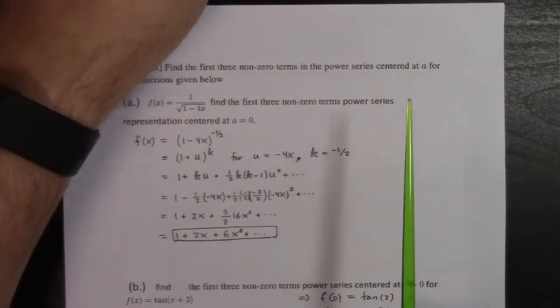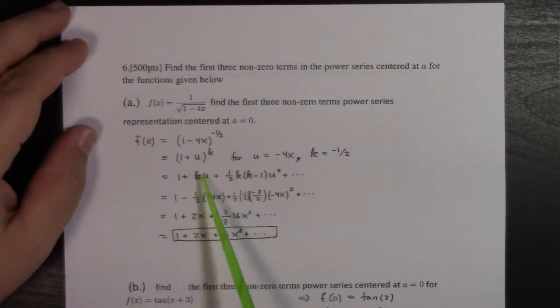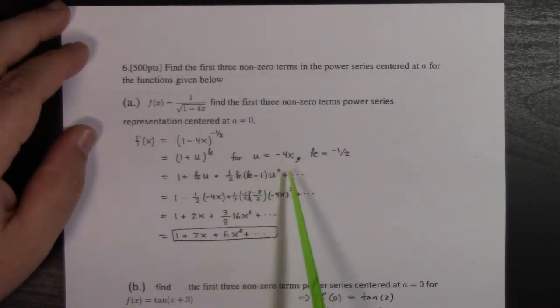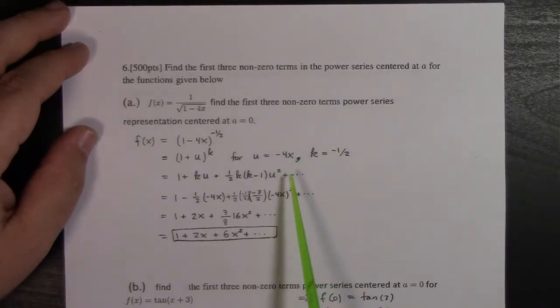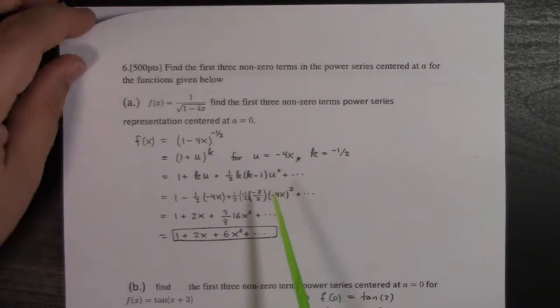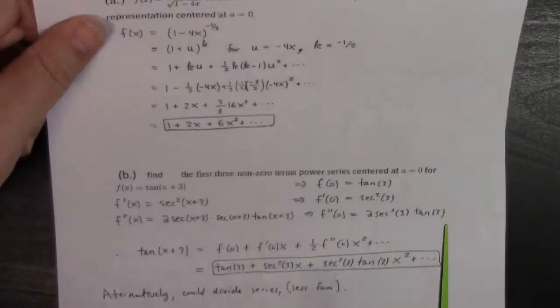Alright, so I did binomial series, which is 1 plus u to the k is 1 plus ku plus one half k times k minus 1 u squared, and so on. Put in k equal to minus 1 half. Put u as minus 4x, and there you have it. That was actually relatively painless with the binomial series.